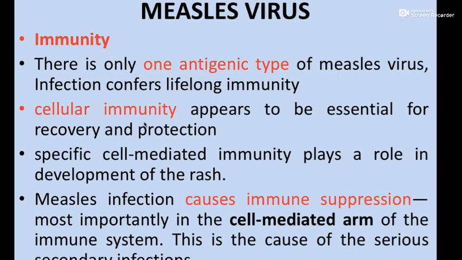Cellular immunity is very important. Why? Specific cell-mediated immunity plays a role in the development of the maculopapular skin rash. Measles causes immune suppression, mainly of the cell-mediated arm of the immune system. This is a very important point, because you always get a question: why is measles associated with high death and high complications, or why is measles associated with a high incidence of bacterial infection? Because it causes immune suppression, especially of cell-mediated immunity. This is the first answer only: suppression of cell-mediated immunity by the measles virus.